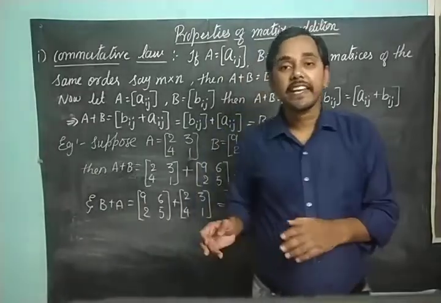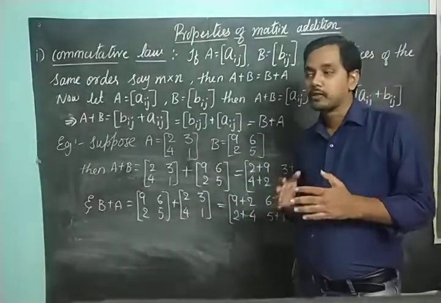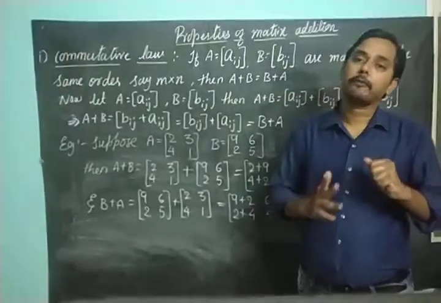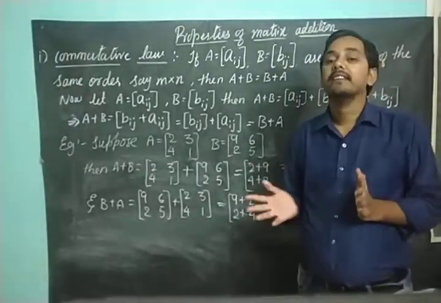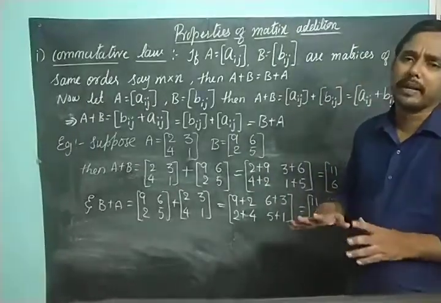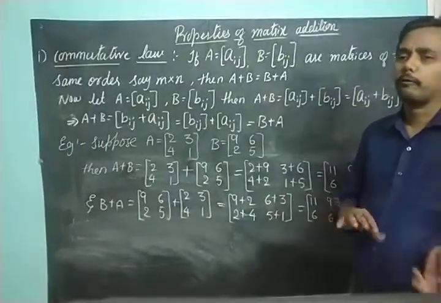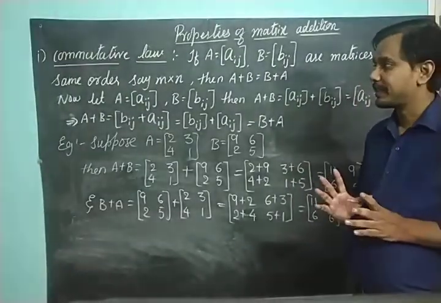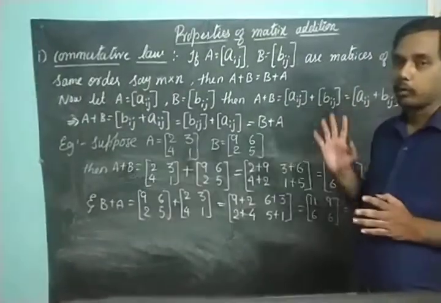So if you take any example of matrices of the same order, add them like A plus B, and perform the operation for B plus A, then you will find that both are always equal, whatever the matrices may be. Both ways you will get the same answer. Okay, so this is about the commutative law.